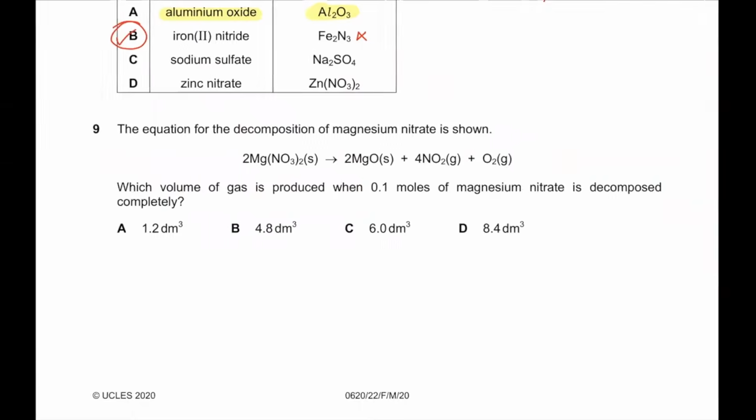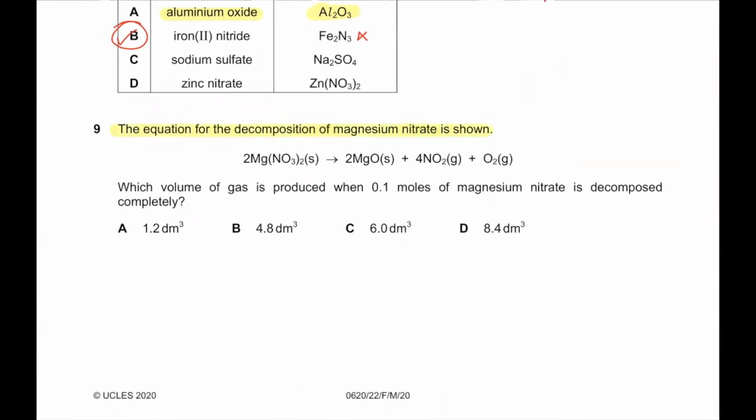Question number 9. The equation for the decomposition of magnesium nitrate is shown. When magnesium nitrate is decomposed, it turns into magnesium oxide, nitrogen dioxide, and oxygen. Now the question says, which volume of gas is produced when 0.1 mole of magnesium nitrate is decomposed completely? I like questions like this. These are a little bit tricky, guys. However, we have to understand that whenever we have an equation that is already in place and balanced, we have every piece of information that we need for solving a question like this.